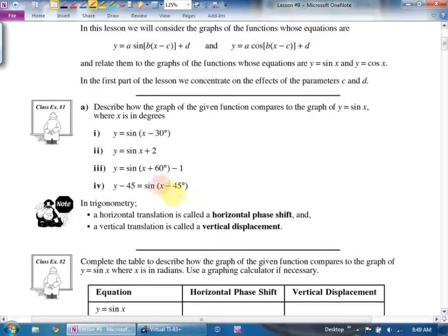What about here? This one first. 45 degrees right, and not 45 degrees, but 45 up because it's next to the y and everything's backwards. We're going to give these different names, which is why I said not to write that down. We call a horizontal slide a phase shift. We would actually say this has a phase shift of 30 degrees.